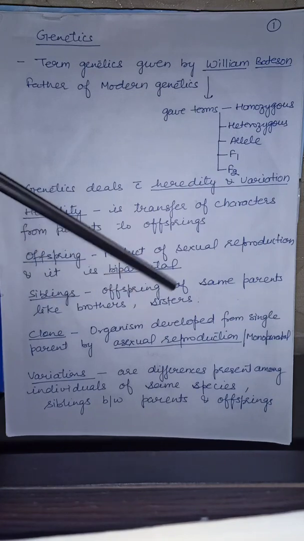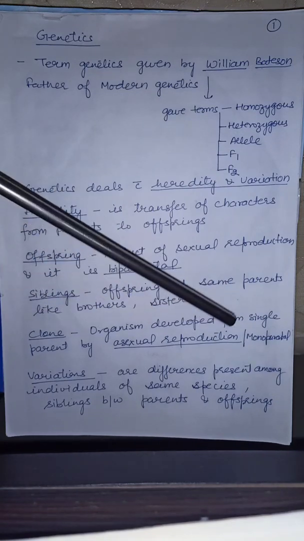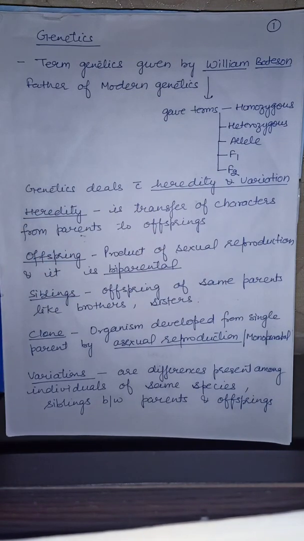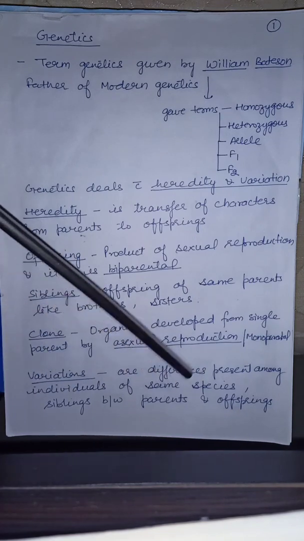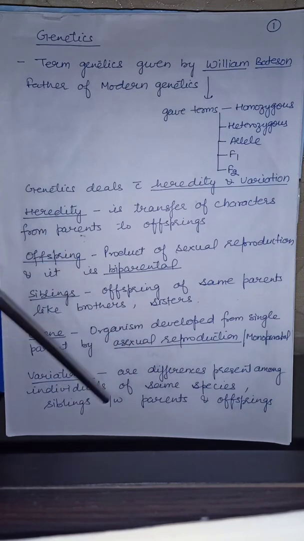Clone. Organisms developed from a single parent by asexual reproduction are known as clones. So asexual reproduction is monoparental. The products of asexual reproduction are known as clones because they are identical to their parent. Variations. Variations are differences present among individuals of the same species, siblings, or between parents and offspring.